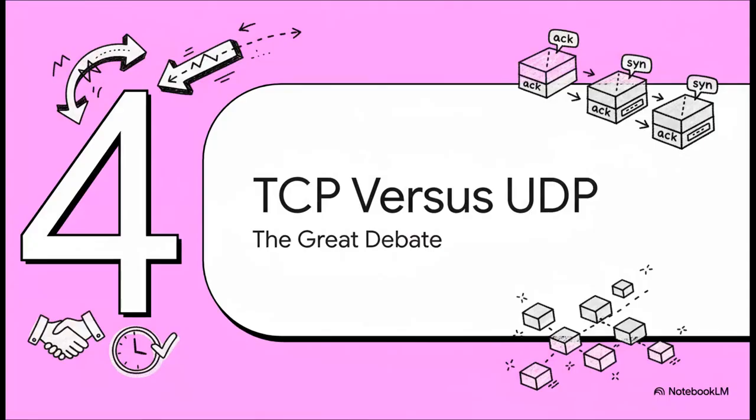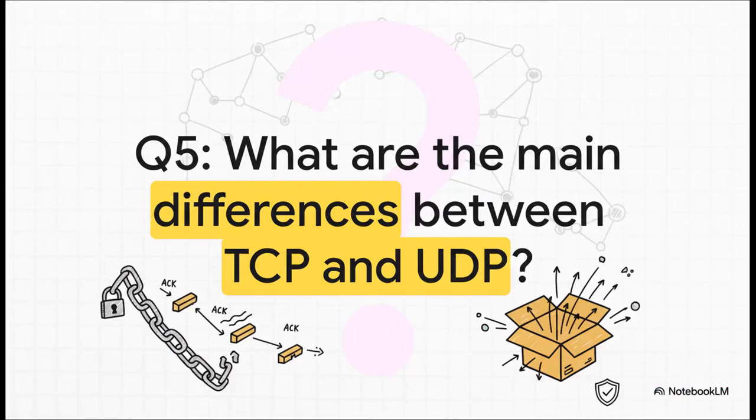Fantastic explanation. Now, this brings us to one of the most classic debates in networking, the two main ways the transport layer can choose to do its job. I'm talking, of course, about TCP and UDP. All right, so the transport layer has these two very famous protocols, TCP and UDP. They're fundamentally different in how they operate. Can you break down the main differences for us?